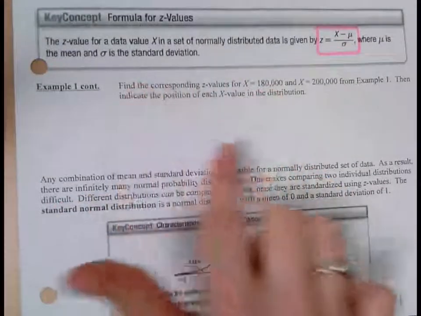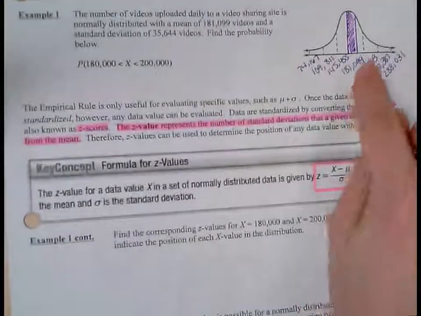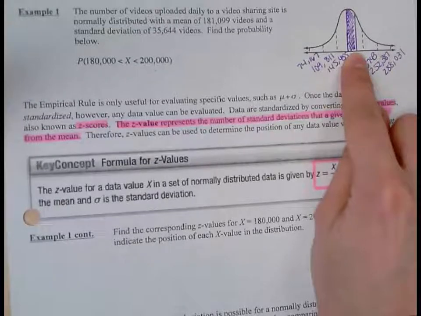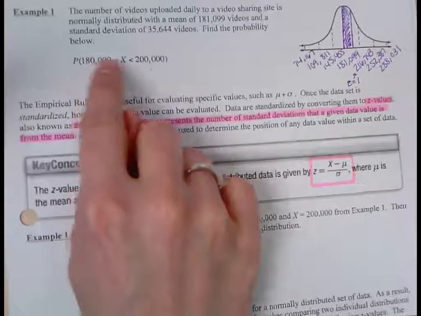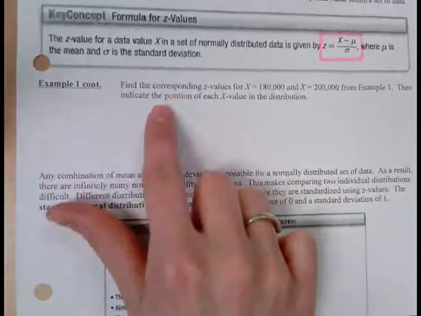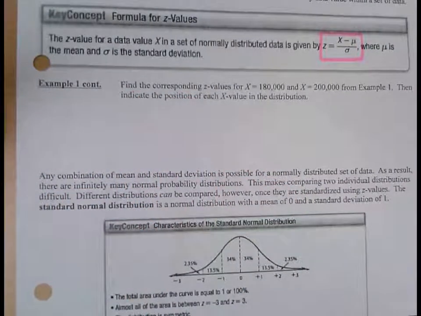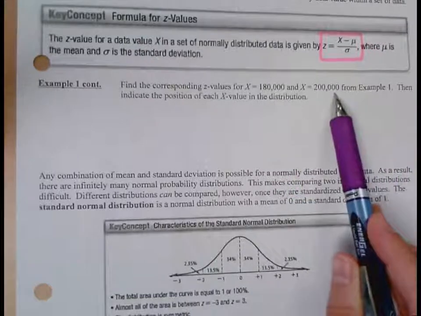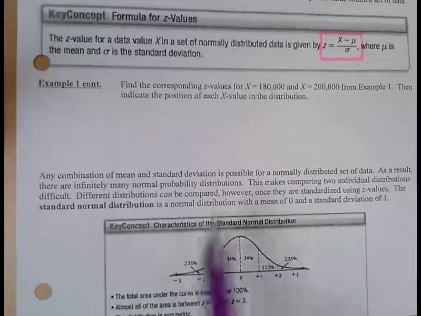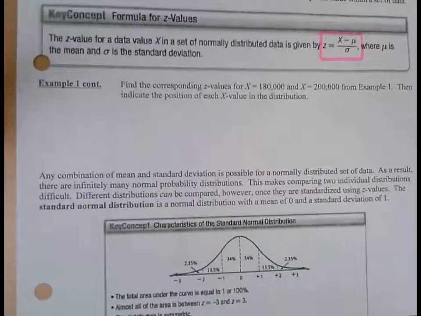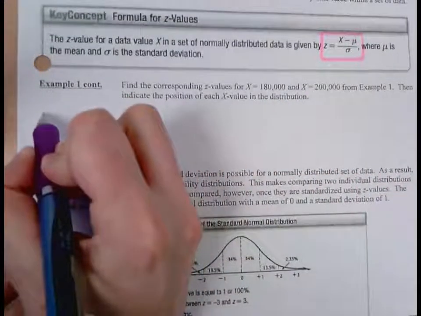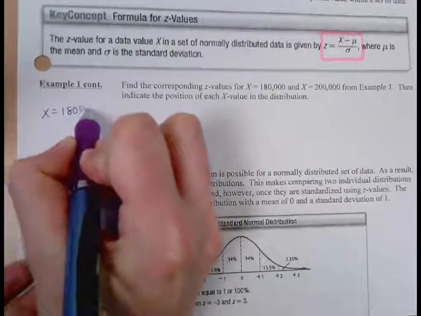So this is still continuing from example 1. In order to find this probability, this area, I would need to find the corresponding z-values or z-scores for these two x values. I have that listed as example 1 continued here. Find the corresponding z-values for the x value 180,000 and the x value 200,000 from example 1. And then we're going to describe, based on their z-values, the position of that x value in the distribution. I'm going to work with the x value 180,000 first.